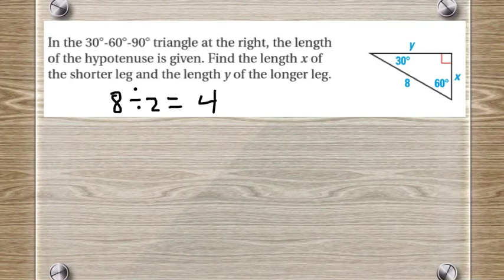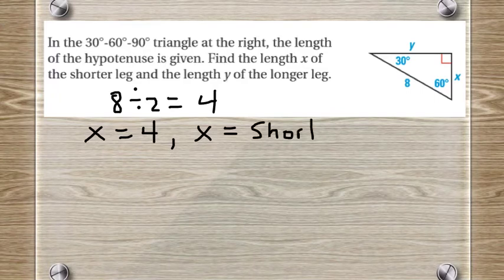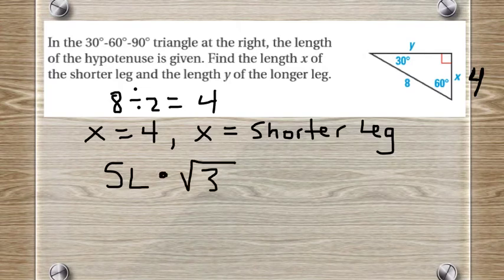is 4. Now what will that tell you? That'll tell you x. Why x? Because x is the shorter leg. And we know that the hypotenuse is exactly double what the shorter leg is. Okay? Now to find the longer leg, we know we have to do short leg times square root of 3.